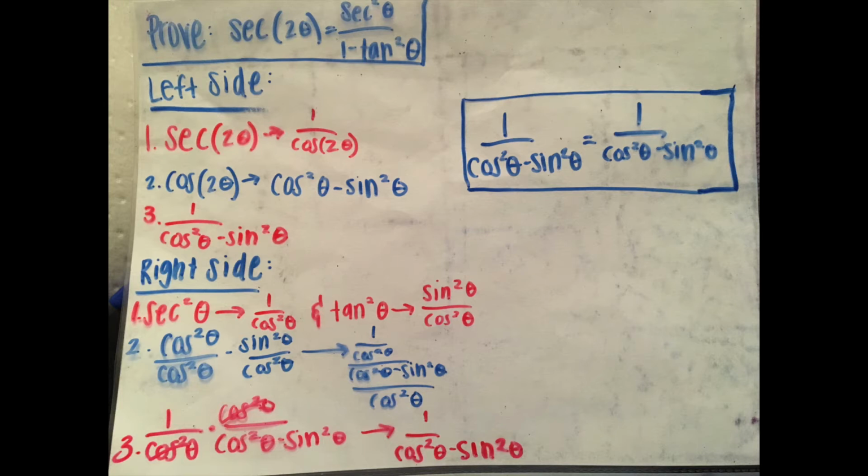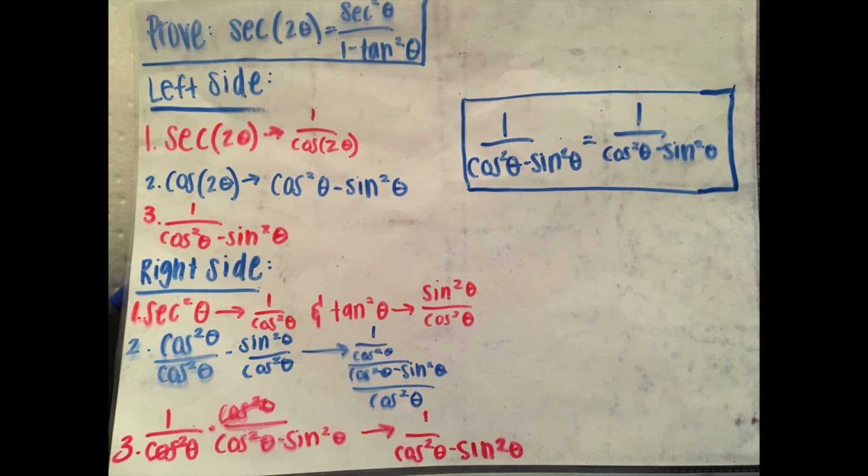So the setup was 1 divided by cosine squared theta times cosine squared theta divided by cosine squared theta minus sine squared theta. Just by looking at it, I knew that there was a cosine squared theta in the numerator and in the denominator, so that those two would cancel. At this point, the right side of my identity was fully simplified.